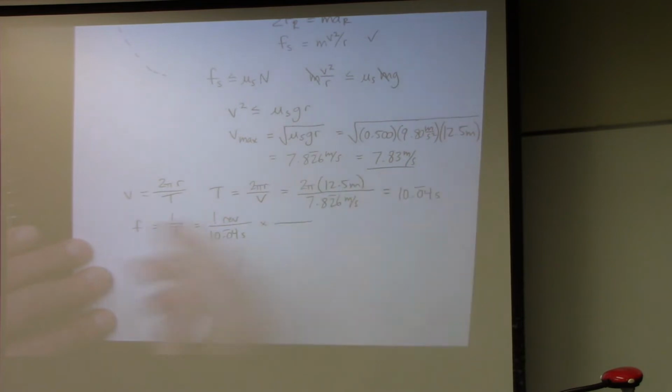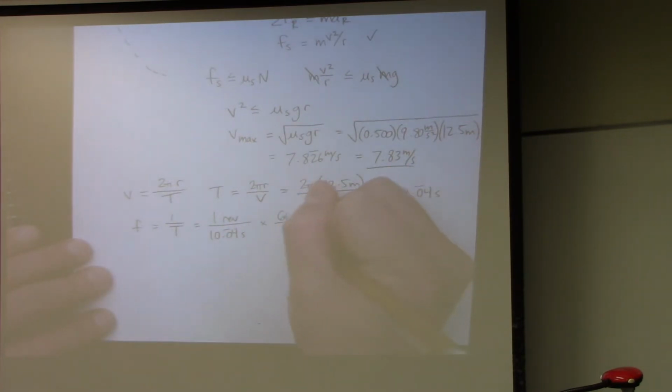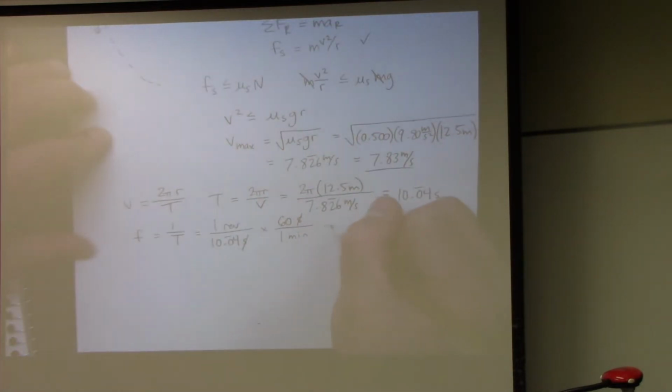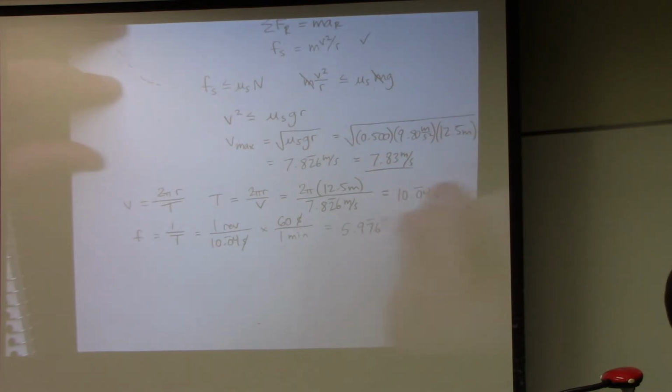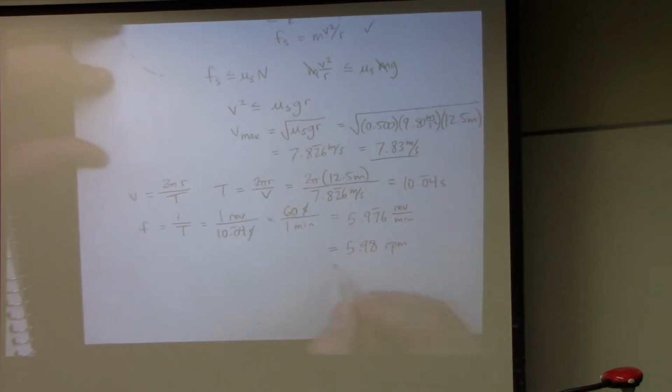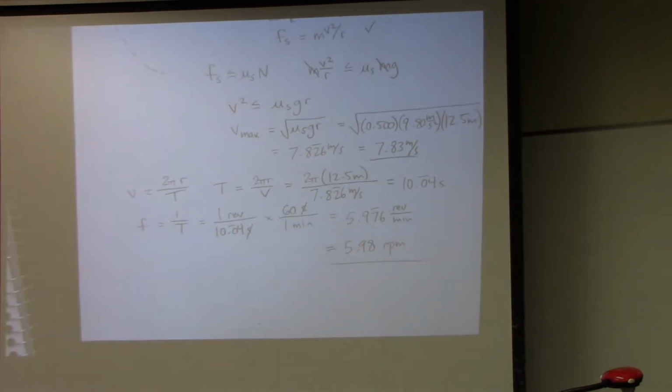But we want to convert this to minutes. There are 60 seconds in every 1 minute. So cancel out seconds, and now we have revolutions per minute, which works out to 5.976 revolutions per minute. Or if we round off to the right number of sig figs, that would be 5.98. RPM is another way of saying revolutions per minute. So you can't be going faster than that if you don't want to slide around in your seat. That's the idea.